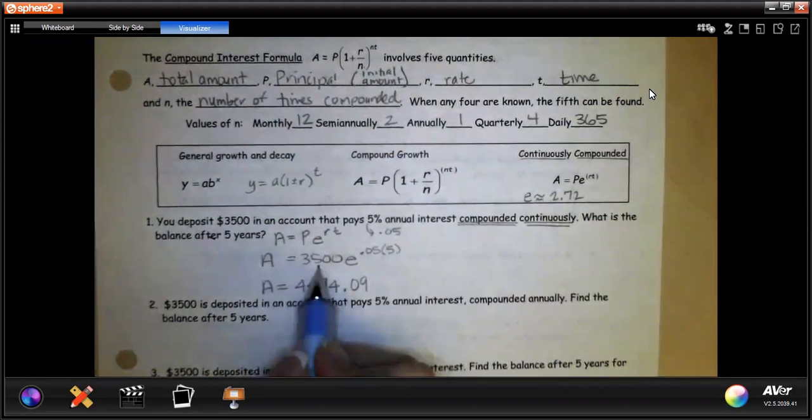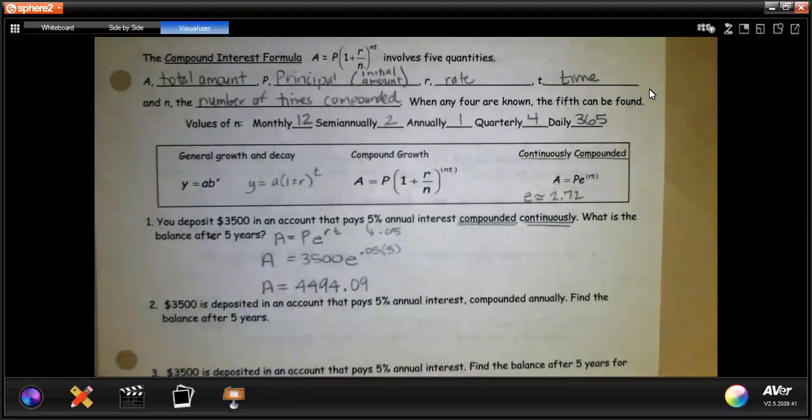The way they can make this question a little bit trickier is by asking you how much interest they made. This is how much money we started with. This is how much money we have after 5 years. So the difference between those two is how much money you made in interest.